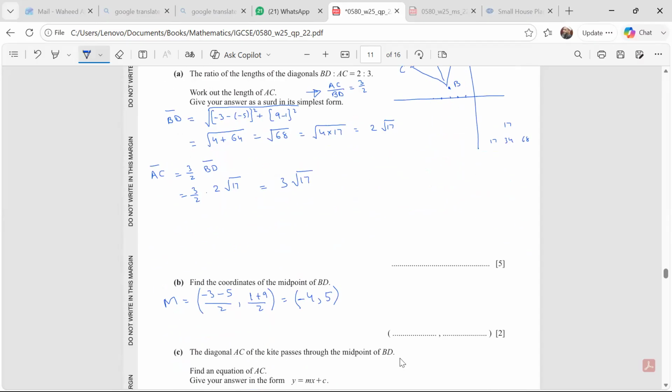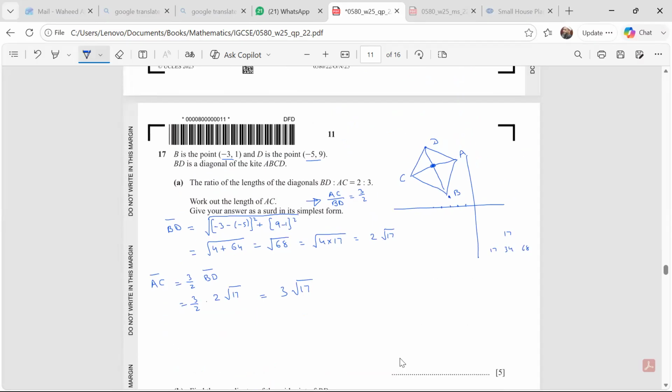What does this mean? The diagonal AC of the kite passes through the midpoint of BD. So now we need to find the equation of AC. We know that it passes through this point, which is minus 4, 5. And what about the slope of this line AC?